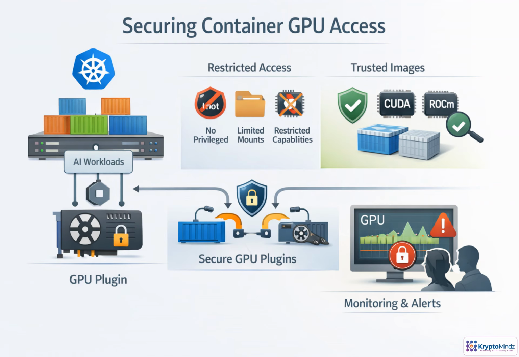Containerized AI can make GPU access look like just another resource request, but the security boundary is thin. Treat every GPU-enabled pod as a hardware-facing workload. Avoid privileged mode, narrow host mounts, and remove unnecessary Linux capabilities. Run only trusted images with approved CUDA, ROCm, or vendor libraries. Protect device plugins and runtime hooks, because they broker access to the accelerator. Finally, monitor which containers are mapped to which GPUs, so unexpected usage becomes visible quickly.